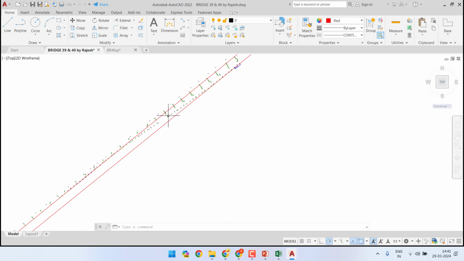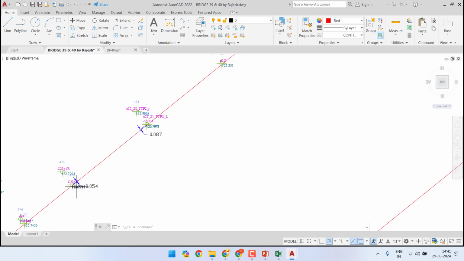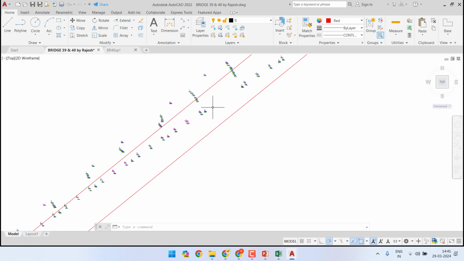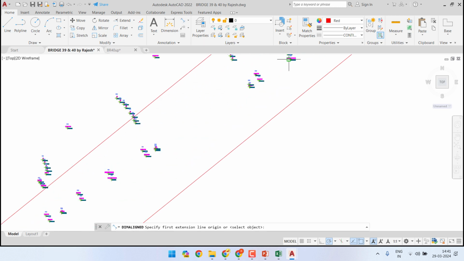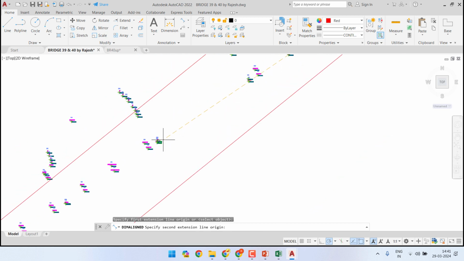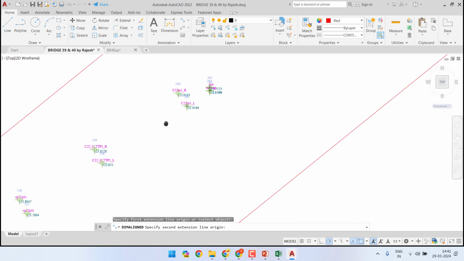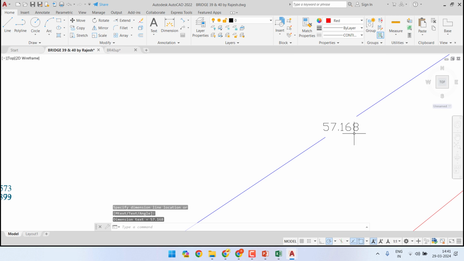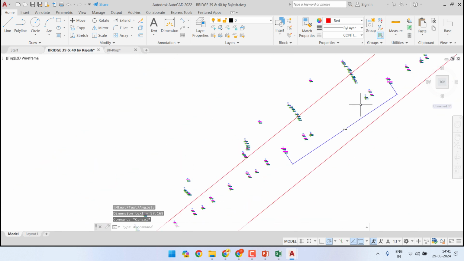And the parameters of the curves are the total length of the curve, first circular curve. The first curve is 21 stations, that is 210 meters. The second part of the curve is also 210 meters. And there is a middle straight portion which is approximately 55 meters. So basically from TTP2 of curve number 21 to TTP1 of curve number 22, this distance is 57.168 meters, approximately 57 meters.